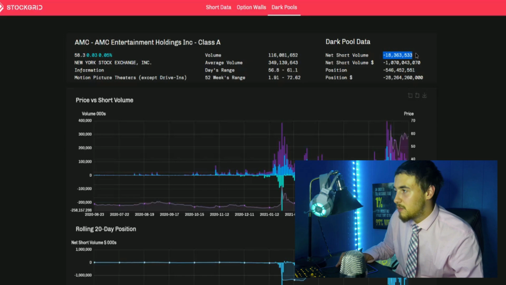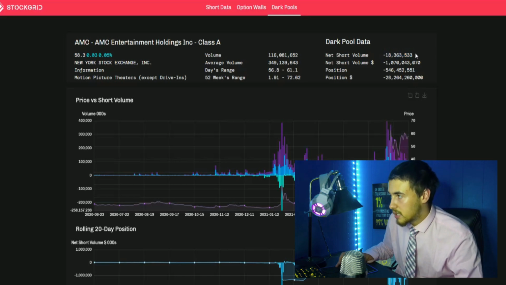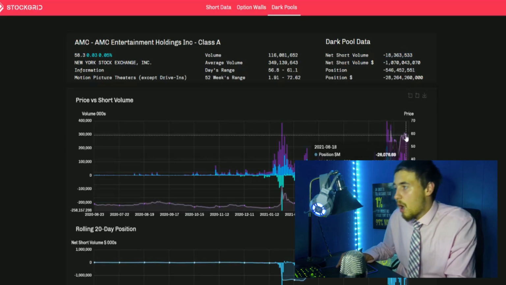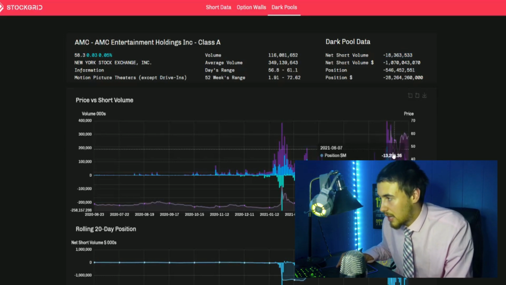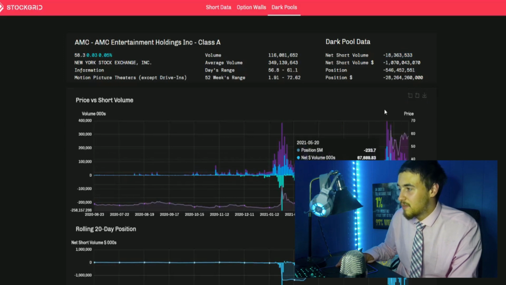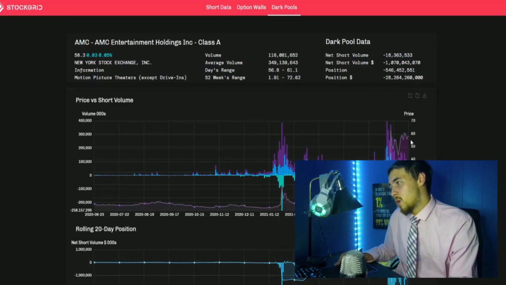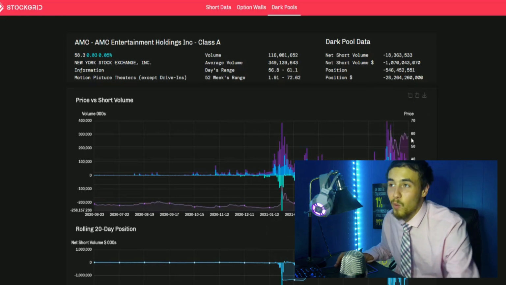That was 18,363,000 shares that were sold short on the dark pools today. So we do see all of this going up significantly, literally over time. You guys can see from the last short squeeze, there's been a lot of dark pool activity, which opens up a whole can of worms, right, per se.